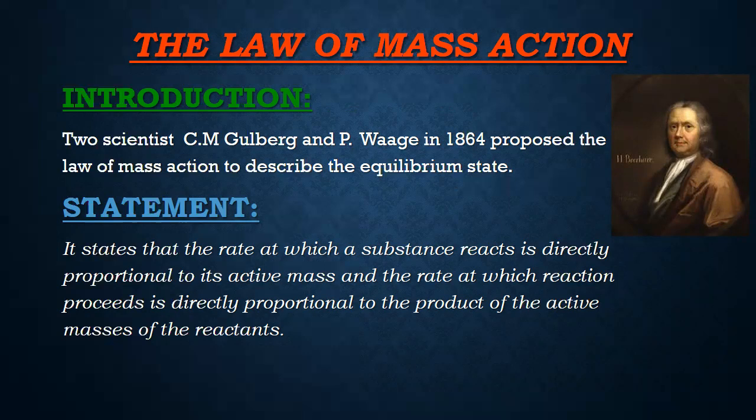This law was put forward by two scientists, C.M. Guldberg and P. Waage, in 1864 to describe the equilibrium state. This law states that the rate at which a substance reacts is directly proportional to its active mass, and the rate at which a reaction proceeds is directly proportional to the product of the active masses of the reactants.